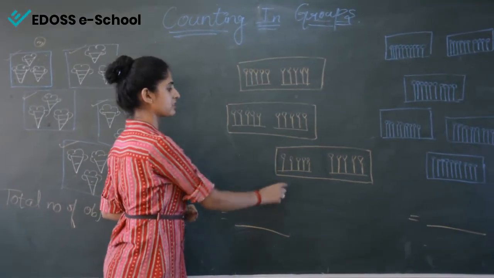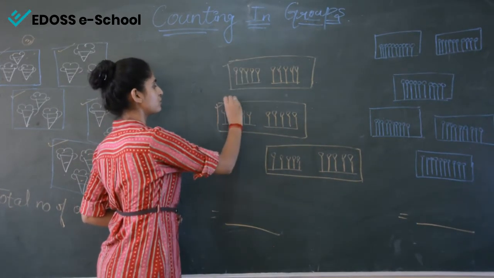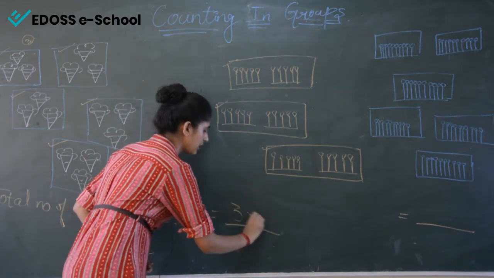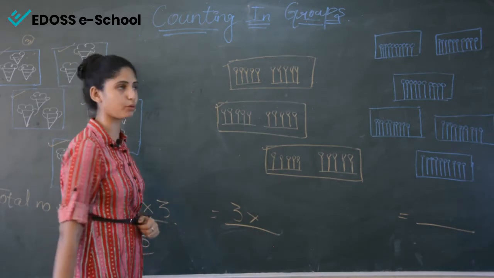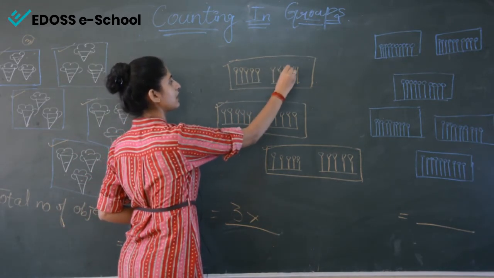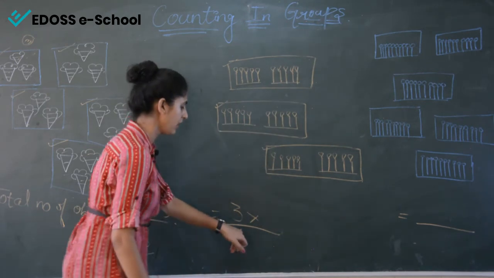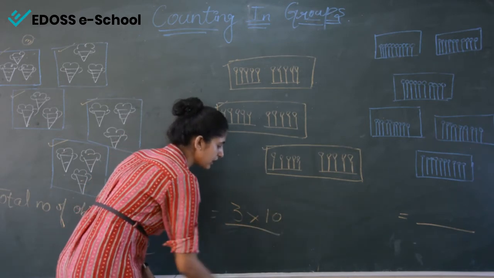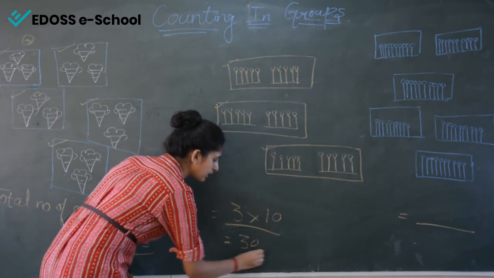Here are some matchsticks. Let's count the number of groups here. 1, 2, 3. So the number of groups is 3. Multiplied by, let's count the number of matchsticks in each group. So 1, 2, 3, 4, 5, 6, 7, 8, 9, 10. So each group has 10 matchsticks. So what will we do? We'll multiply, that is 3 groups multiplied by the number of objects in each group. So 3 into 10, that is 30.